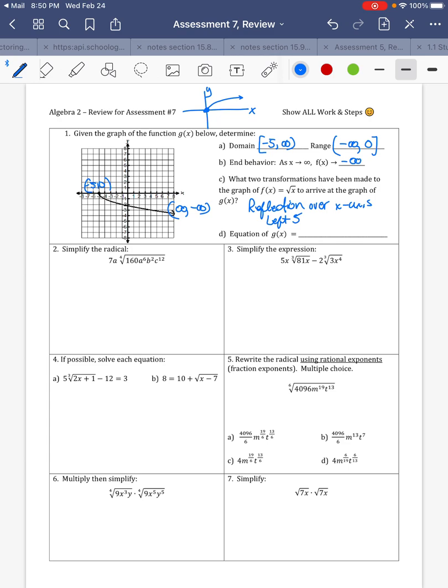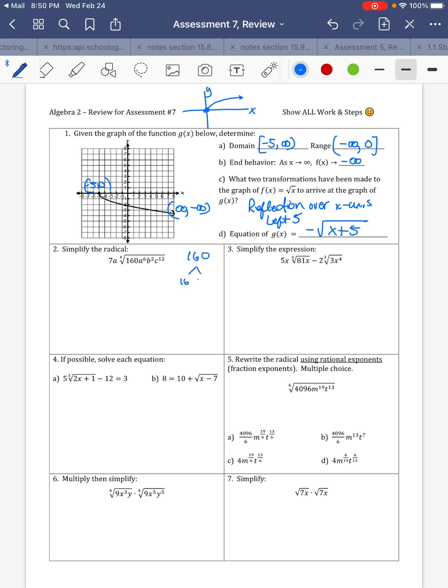The equation, we're going to take these two transformations. Oops, I already have g of x equals. So I just need a square root. I need x plus 5 to move it left 5, and a negative in front to reflect it.